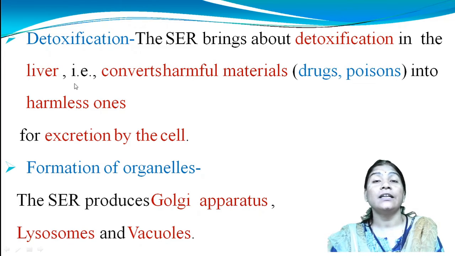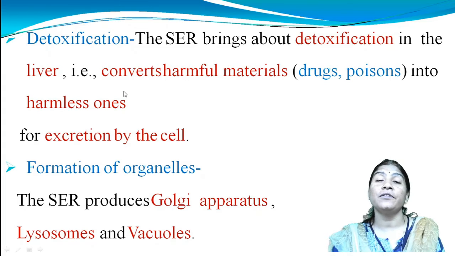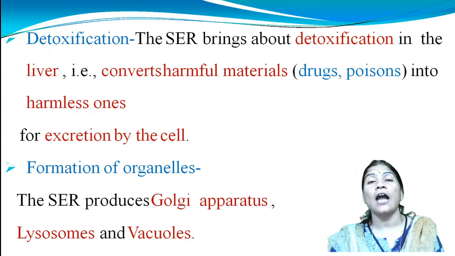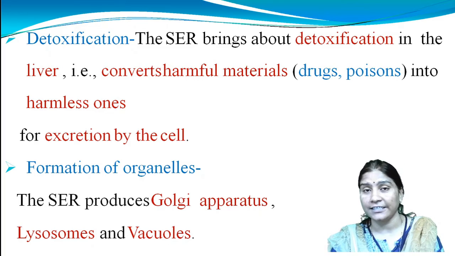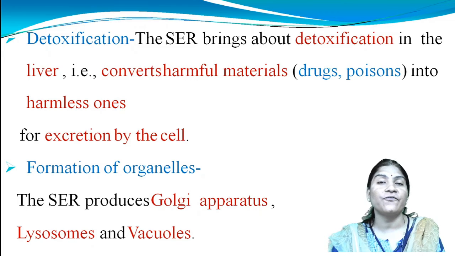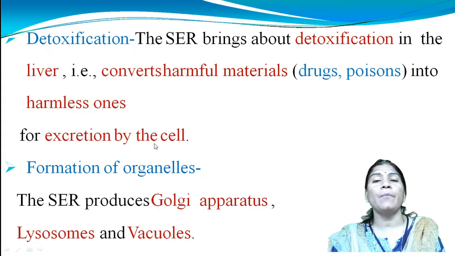For example, liver. When we take the example of an animal cell, in the liver, the smooth endoplasmic reticulum always converts the harmful material, that may be some drugs or some toxic content, into the harmless one, for excretion by this cell.